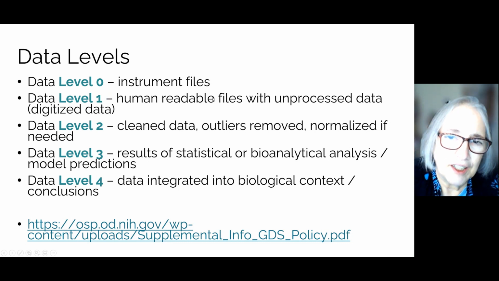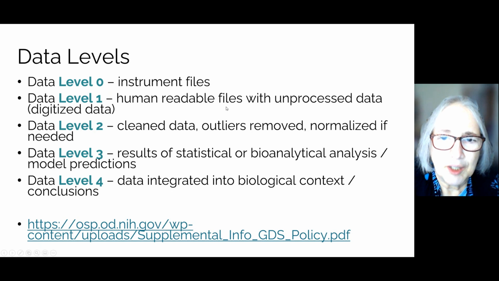So this is data reduction. Then we clean up the data, take out outliers. They're normalized to data level 2. And then you get your biostatisticians to do some statistical analysis or other bioanalytical analysis. And so that's level 3. And then finally, they're integrated into biological context. So what happened in other systems that were comparable? What was the control levels? And then you get your conclusions.